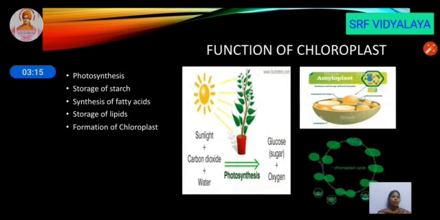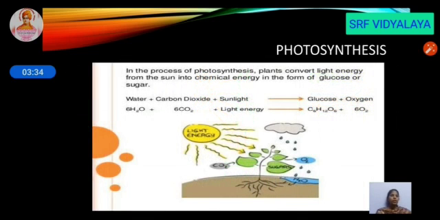So what is the function of chloroplast? The major function of the chloroplast is to photosynthesis. The next is the storage of starch, synthesis of fatty acid, storage of lipid, formation of new chloroplast. So these are the functions of the chloroplast. So now we shall move to the photosynthesis. Photosynthesis is nothing but the plant convert the light energy into chemical energy to form glucose and sugar. So atmospheric carbon dioxide, water and sunlight, all these react together and form glucose and oxygen.